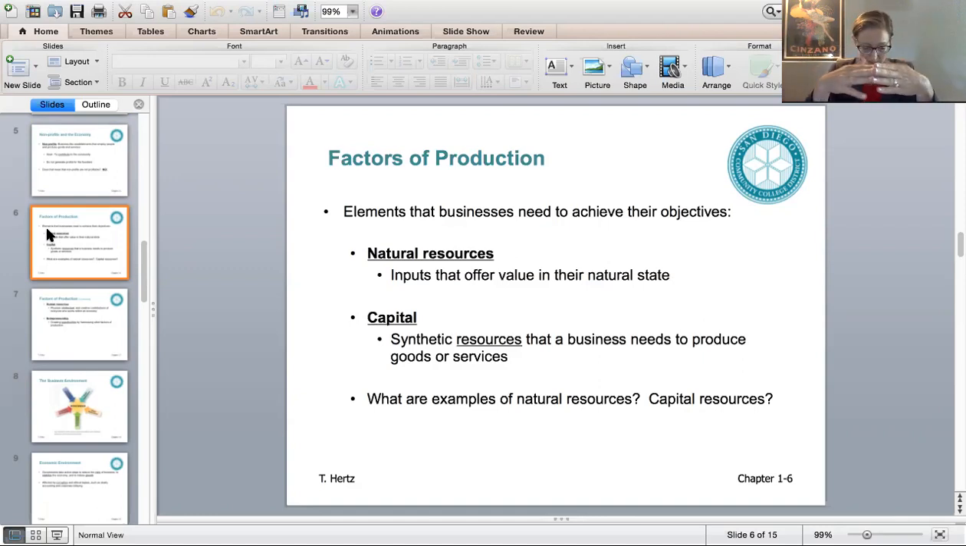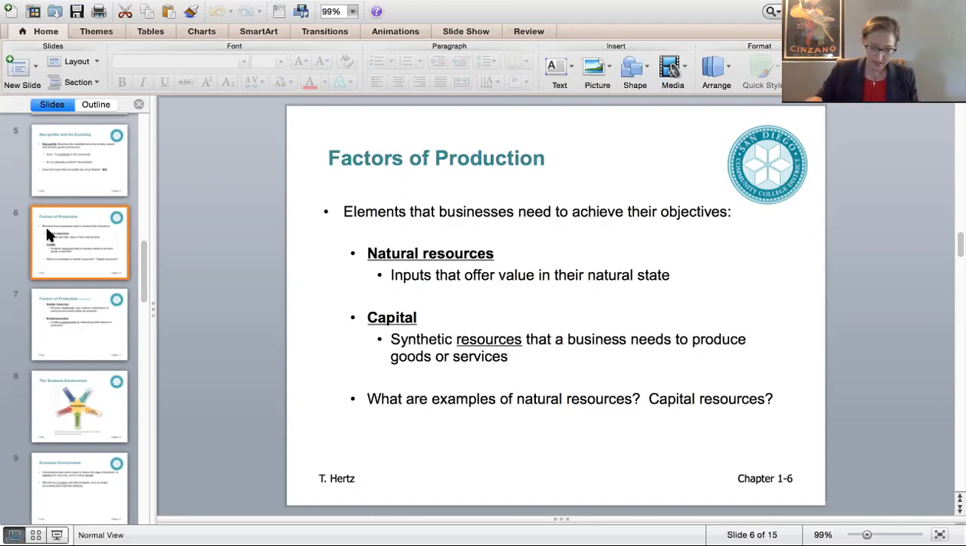So natural resources include land, fresh water, mineral deposits. The value of natural resources tends to rise with high demand, low supply, or both. And we'll talk a little bit more about supply and demand when we get into the economics chapter.